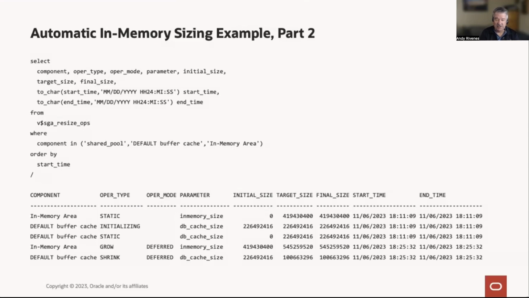But the point is that you can see in this view that changes are being made. Prior to this, you would not have seen the in-memory area, but you would have seen the buffer cache and the other components. The in-memory area has been added to this as part of automatic in-memory sizing. I'll probably do some more sessions dedicated solely to this, but I think it's pretty interesting, and it's something you can start to take a look at in 23c Free.